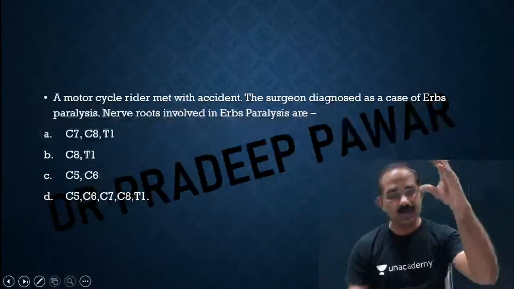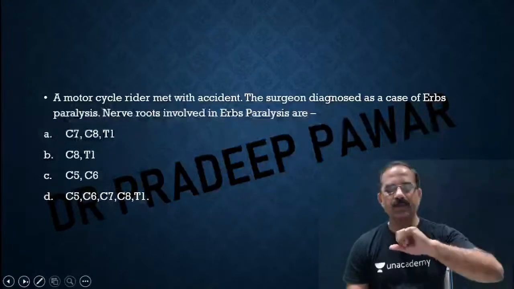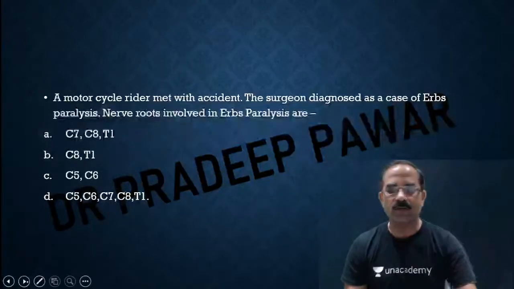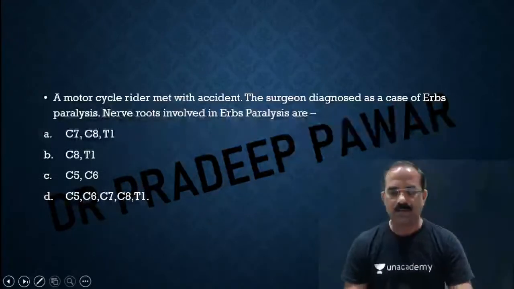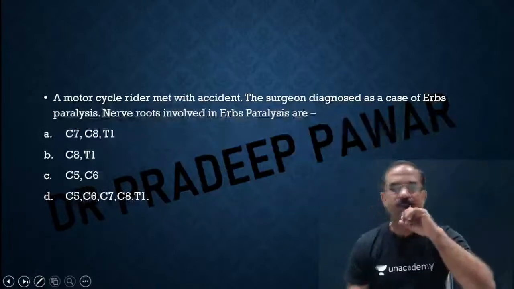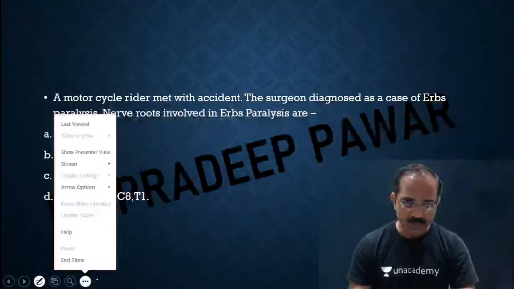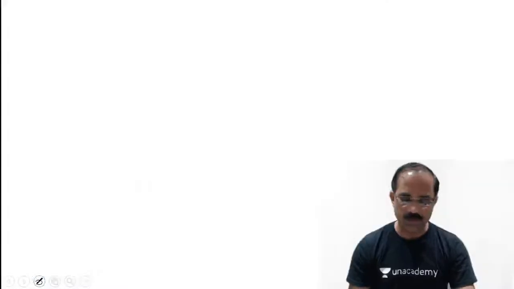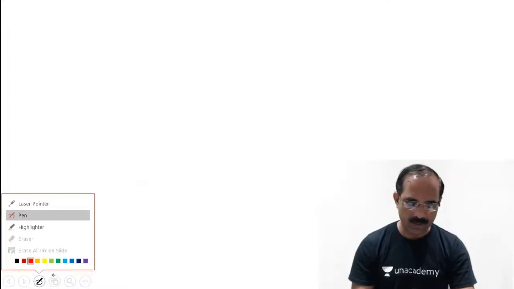Anyone? What is Erb's paralysis? Erb's paralysis is injury to the upper trunk of the brachial plexus, right? Upper trunk. And how is the upper trunk of the brachial plexus formed? It is formed by C5 and C6 roots. C5, C6 roots. I'll just draw this for you.